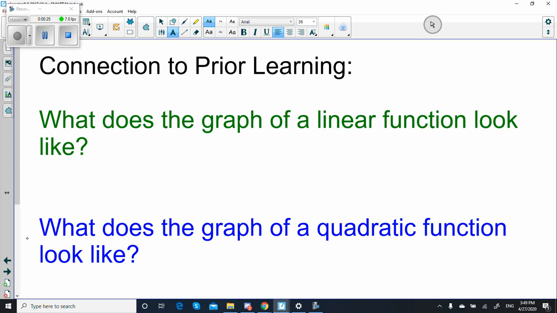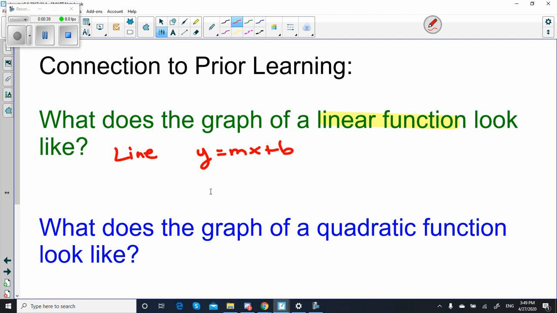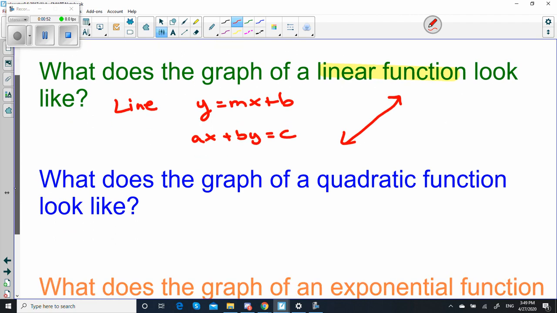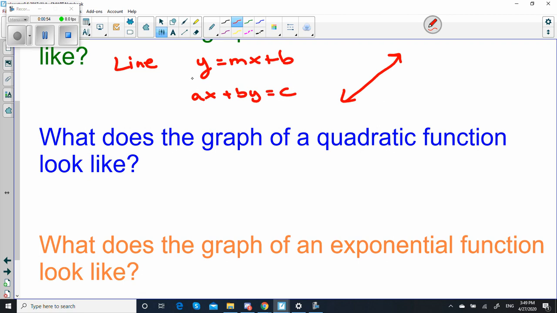Okay, so what does the graph of a linear function look like? Well, we all know that a linear function is a line, a straight line. Normally we do that in the form of y equals mx plus b, or standard form ax plus by equals c. So we know what the line looks like. I mean, we could draw one. The only one that's not a function is a vertical line. All of the other lines are functions.